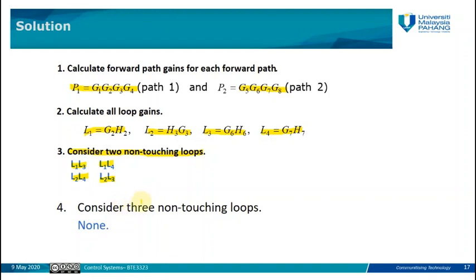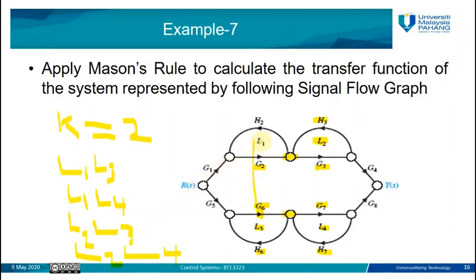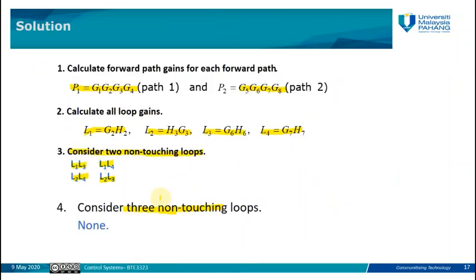So do we have any 3 non-touching loops here? We do not have 3 non-touching loops. Why? Because L1 is non-touching with these 2, but it touches the 4th one. L2 is non-touching with these 2, but it touches that one. L4 is non-touching with these 2, but it touches L3, and so on. So we do not have 3 non-touching loops by considering 3 at a time. That means the formula of delta will stop at the 2 only.